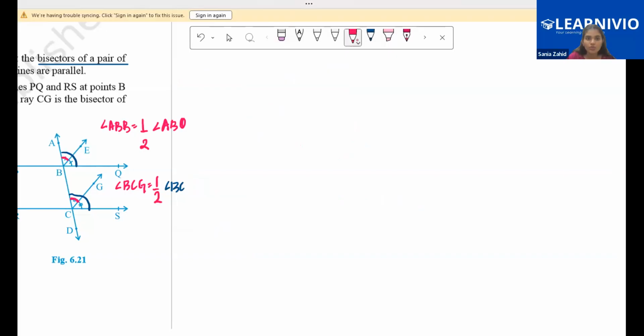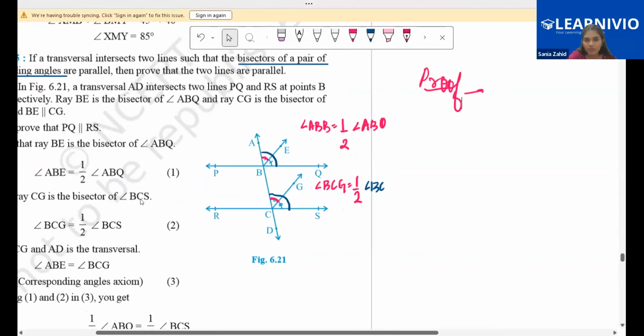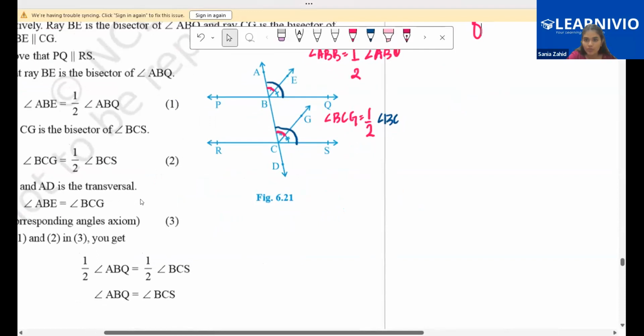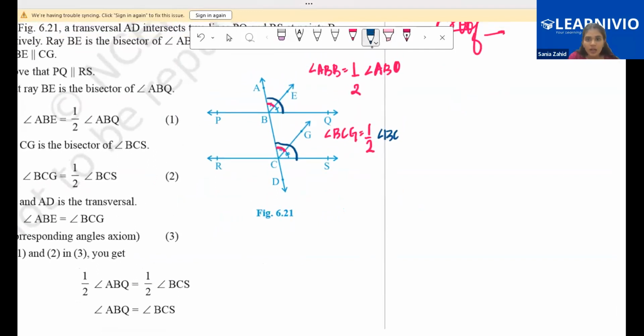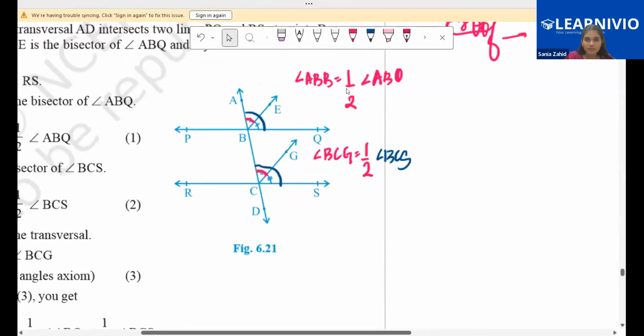Okay, so now you put the heading as proof, and now you will start writing this part. Whatever I'm writing, below proof, you will write all this part. So I was telling you, this angle BCG is half of angle BCS. Write these 2 points. Right, these 2 points. Done.